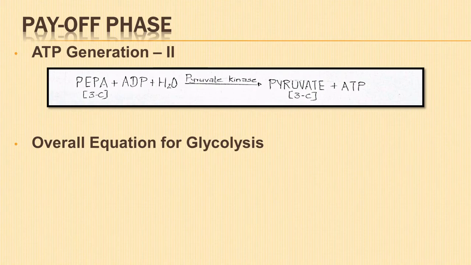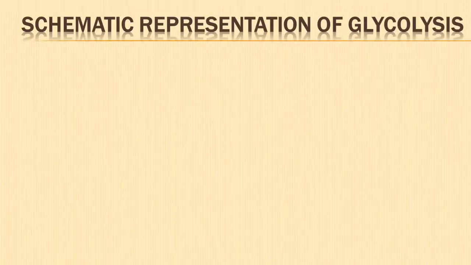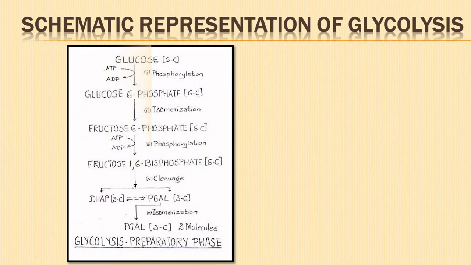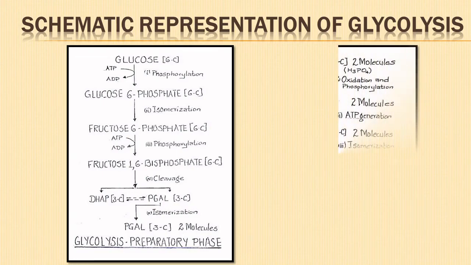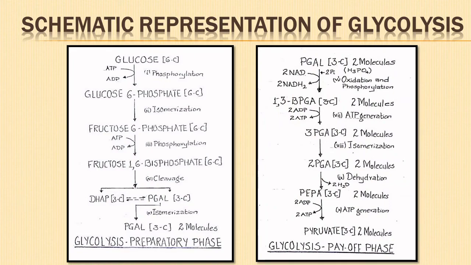The overall equation for glycolysis may be written as shown. The first 5 steps of EMP pathway or glycolysis is known as preparatory phase. Energy is consumed to produce 2 molecules of triose sugar phosphate. The next 5 steps of EMP pathway is known as the payoff phase. It forms pyruvate, ATP, and nicotinamide adenine dinucleotide molecules.